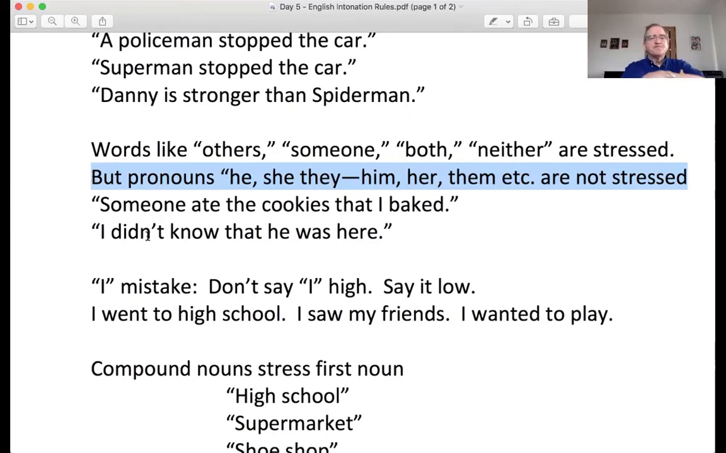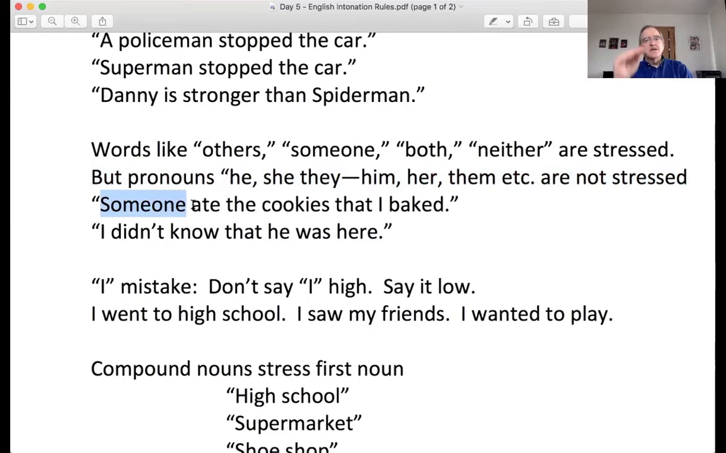Let's look at some examples. Someone ate the cookies that I baked. Now notice I is very low. Someone, that's a noun. Someone ate, a little lower. Someone ate the cookies that I baked. So someone, cookies, and baked are your nouns. They're going to be very high. Ate is going to be a little high. The word the will be low, and that I will be low. That I baked. That I baked. Okay? Let's try another one. Now here, some of you will say, I didn't know. We would not say that. We would say, I didn't know.